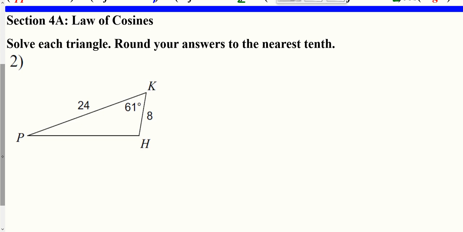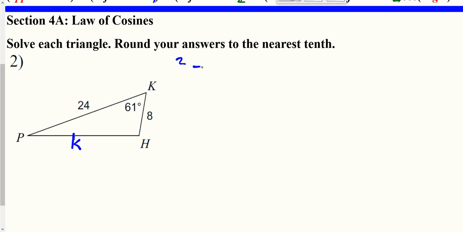Now, you'll notice down here, we cannot use the Pythagorean theorem and cannot use SOHCAHTOA because it's not a right triangle. We cannot use law of sines because we don't have an opposite pair. So we're going to use our law of cosines. Now, we can't find any angles at this point, so we'd have to find side k, which is lowercase k, opposite angle k.